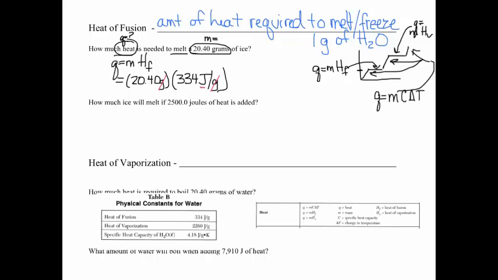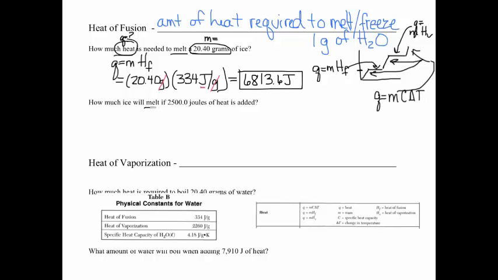So now we just plug this into our calculator, 20.40 times 334, and you get 6,813.6 joules. Make sure you include your units. I don't want any naked numbers. That would be shocking. All right, next question.